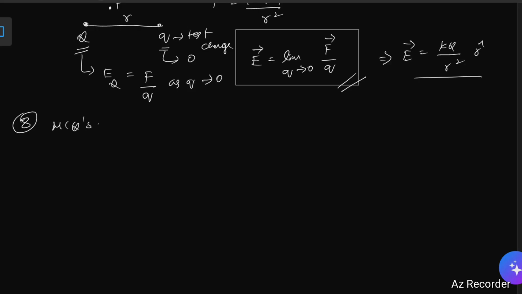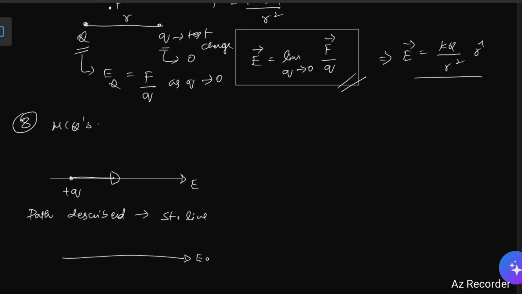What they will ask: if there is an electric field in this direction and there is a positive charge, what is the path described by this positive charge? The path described by this positive charge will be a straight line, and it will go in the direction of the field itself. Now if I have the electric field again and I place a negative charge, the path is also a straight line, but the direction will be opposite.